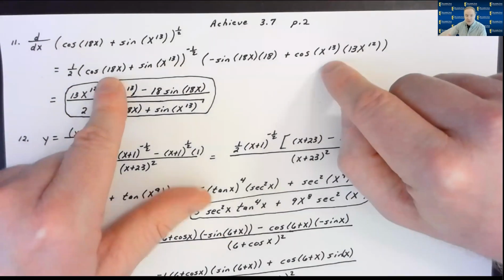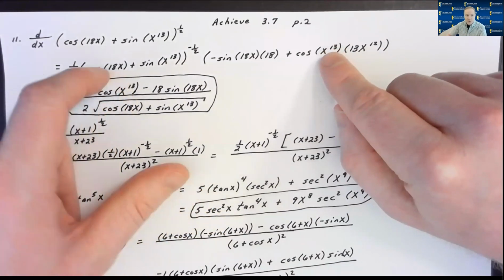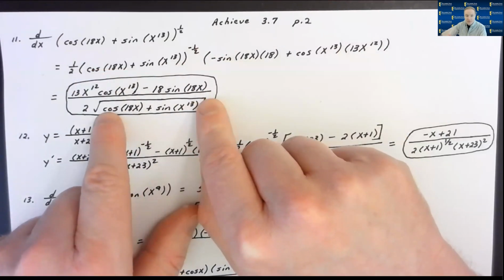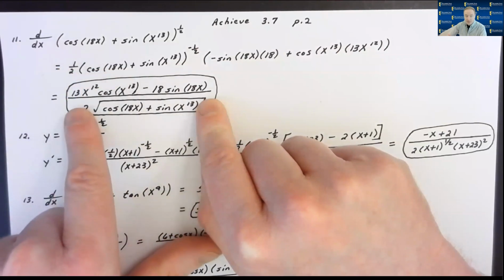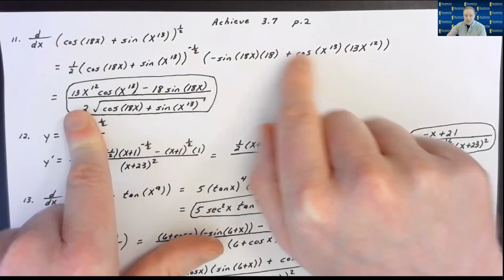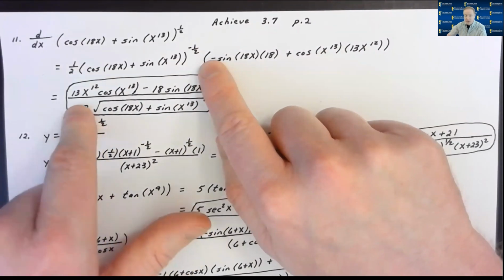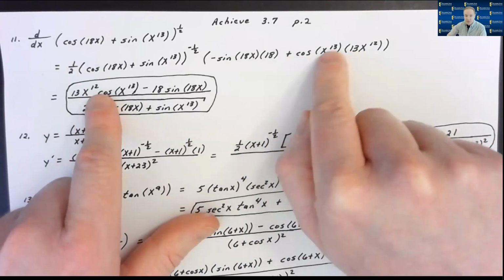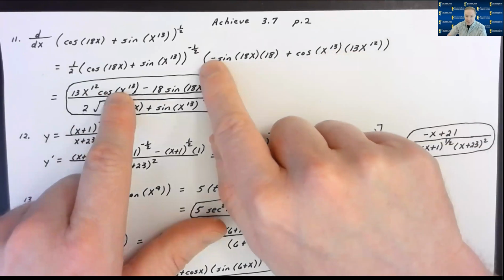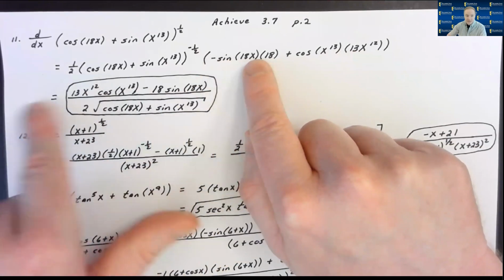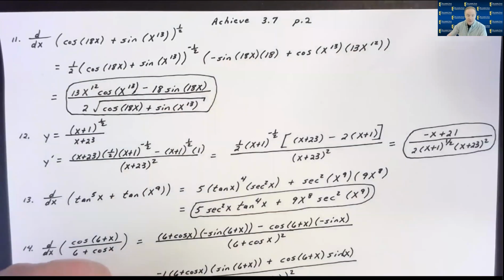I just need to get it into a more final format. So what I did is I said, well, this group to the negative 1/2 power belongs as a square root in the denominator. It's going to be multiplied with the 2 in the denominator along with it. And then in the numerator, since I knew that my cosine term was going to be positive and my sine was going to be negative, I went ahead and just said, well, I'm going to call this 13x to the 12th times the cosine of x to the 13th, and then I have minus 18 sine of 18x. That is a gorgeous final format for that answer.